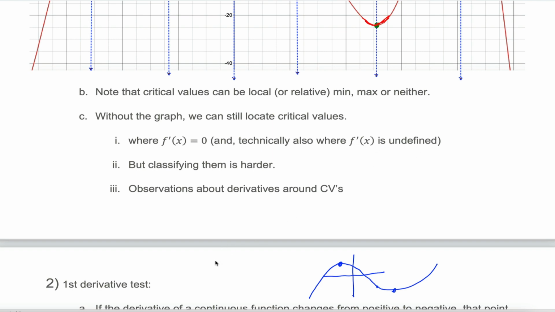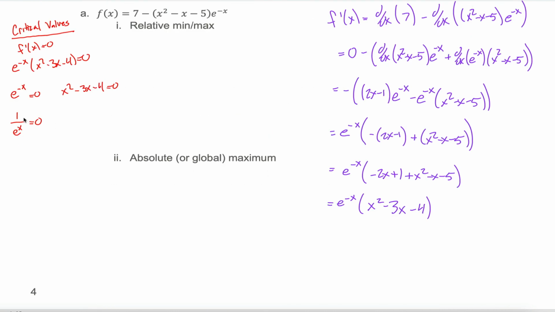You don't have to worry a whole lot about that. Anyways, the point is there's no solutions over here, so any solutions to this equation are going to come when x squared minus 3x minus 4 equals 0. The nice thing about x squared minus 3x minus 4 is I made these numbers up myself, so it's going to work out really nicely. It's going to factor to x minus 4 times x plus 1 equals 0, so either x is equal to 4 or x is equal to negative 1.